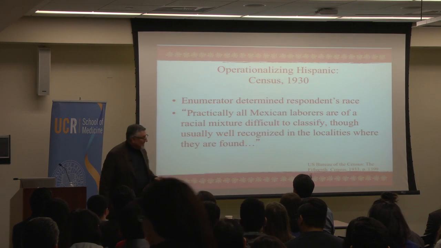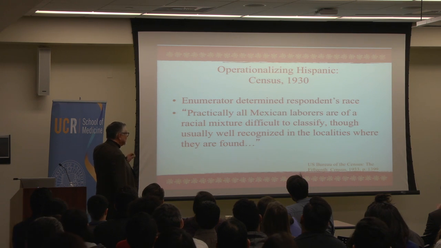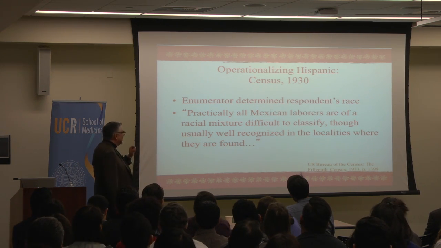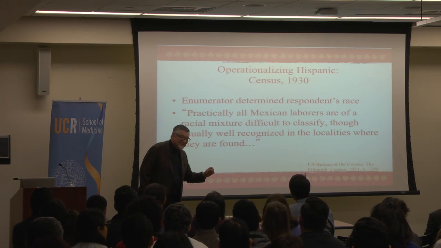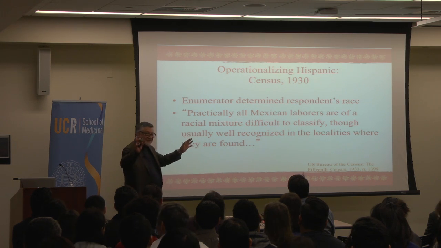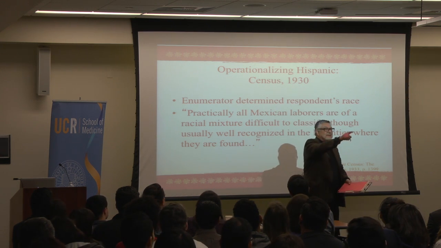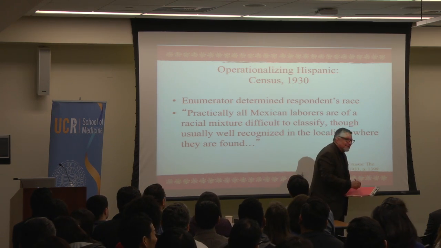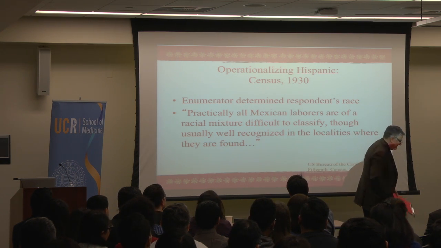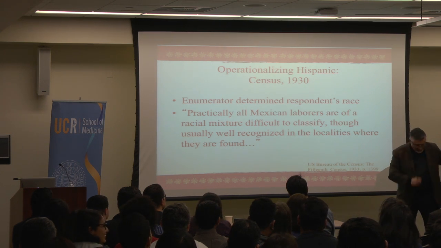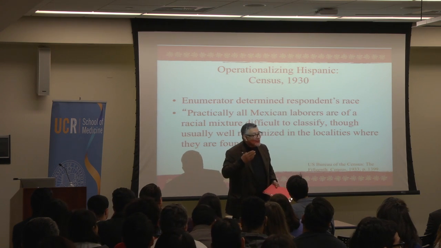Instructions to the enumerator, 1930 census: Practically all Mexican laborers are of a racial mixture difficult to classify, though usually well recognized in the localities where they are found. Okay, so here's the 1930 census. Here's an enumerator, checking things off, sees a guy out in the field, squints, can't quite make out this person, so he goes over to Billy Bob. Billy Bob, is that there Mexican? Yep, that's Mexican. Okay, Mexican. Were they operationalizing race or the local racial narrative?